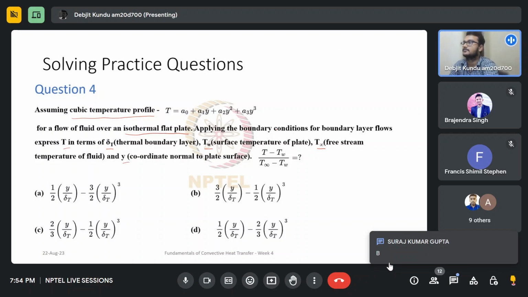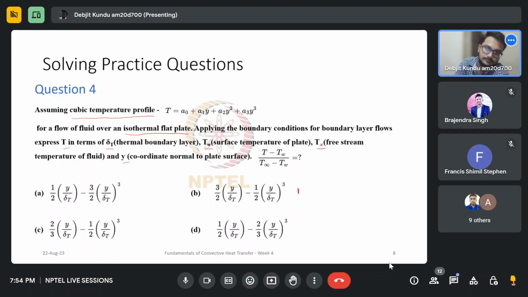Remember, it's an isothermal flat plate. Okay, so we already have a quick response, option B. The problem says it's an isothermal flat plate. So Tw is a constant. It's not a function of x.